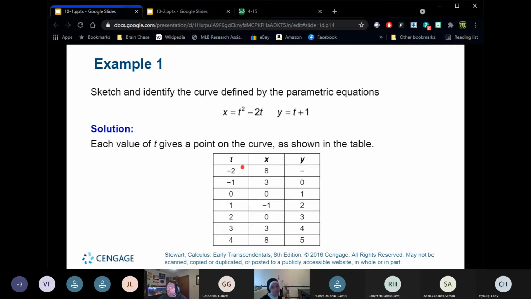So when you plug in -2 to the first one, we get 4 plus 4, which is 8. And over here, we'd get a -1. They just forgot to put the 1 in the graph. So you get -1 there. -1, you get 3 and 0. 0, you got 0 and 1, and so on and so forth. So the points that I'm going to graph, I'm not going to graph this t value at all. I'm just going to graph the x and the y points over here.